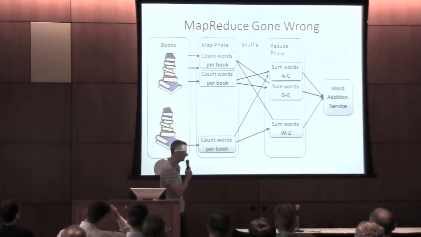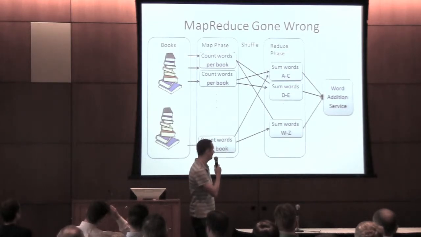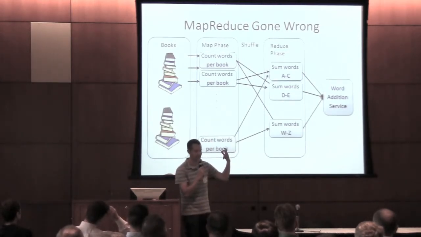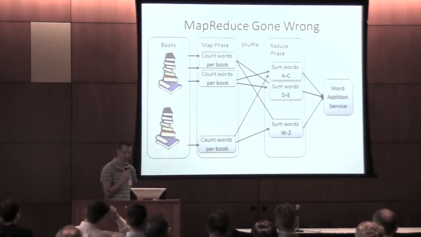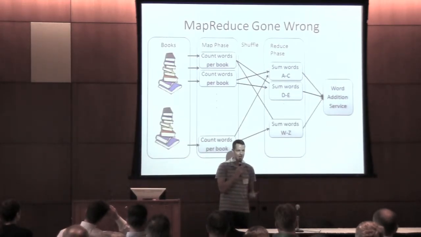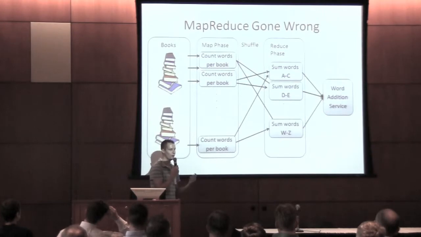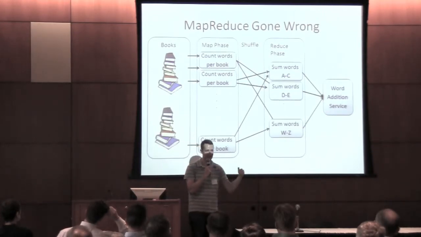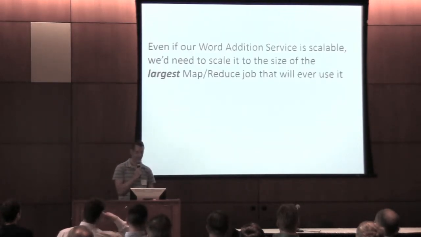Now, here's probably the number one way to shoot yourself in the foot when doing MapReduce jobs, and that is, imagine if every one of our processes depended on some external common process. Surely no one would do this, but it's amazing how often it happens. Imagine if we decided to write a server where we added the words together, rather than doing it as a library in our map job. Well, suddenly we have our bottleneck. Suddenly Amdahl's law is working against us, because everything is being serialized to this point of contention at the service. So even if our word addition service was really scalable, we'd still have to scale it to the needs of the largest MapReduce job that will ever use it.